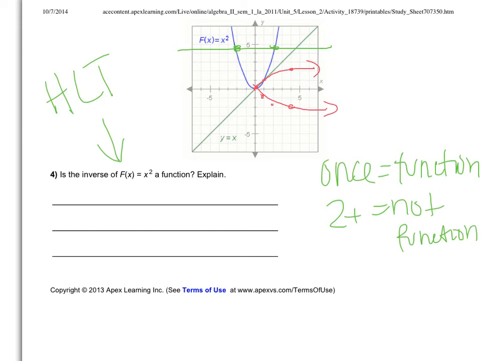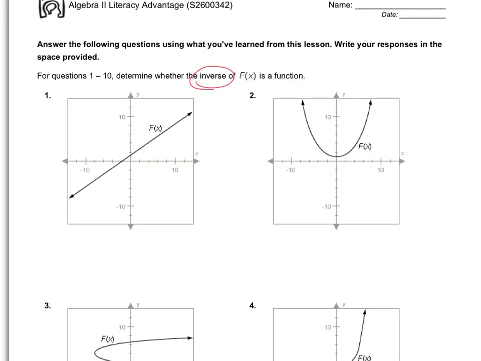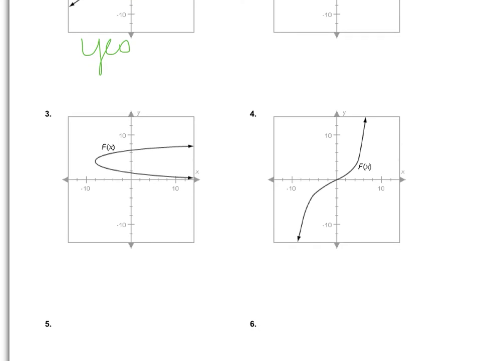So since it touches the graph twice, it would not be a function, because the horizontal line test touches twice. So we're talking about determining whether the inverse is a function. So again, I'm using the horizontal line test. If I draw a horizontal line and it only touches it once, I'm good. So since this one, every time I drew a horizontal line, it only touched it one time, the inverse would be a function.